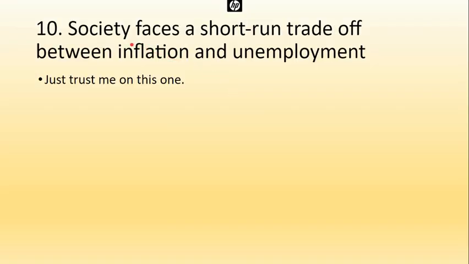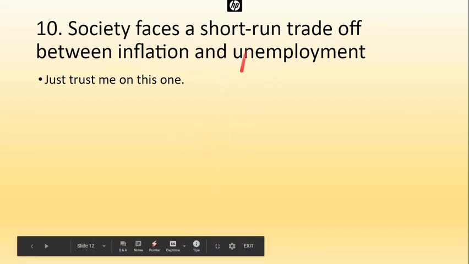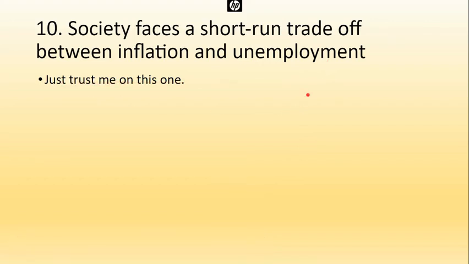Then number 10, society faces a short-run trade-off between inflation and unemployment, meaning when inflation goes up, unemployment will go down, and when inflation goes down, unemployment will go up. It's true. All right, and that's it.